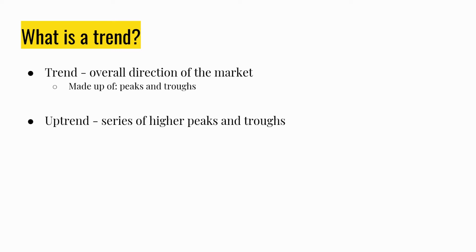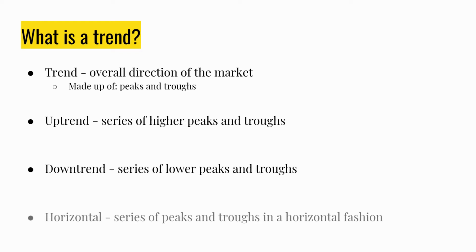A downtrend, on the other hand, is a type of trend that has a series of consecutive lower peaks and lower troughs. In simpler terms, this means the stock makes lower lows and lower highs. There is another type of trend called the horizontal trend, and this is when there are a series of consecutive peaks and troughs that are at relatively similar levels.